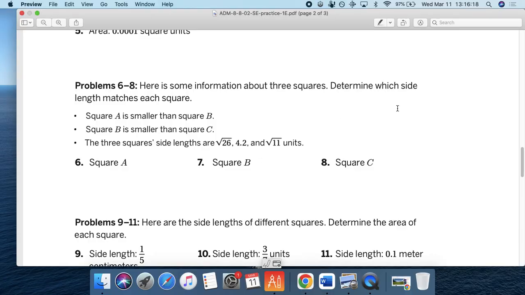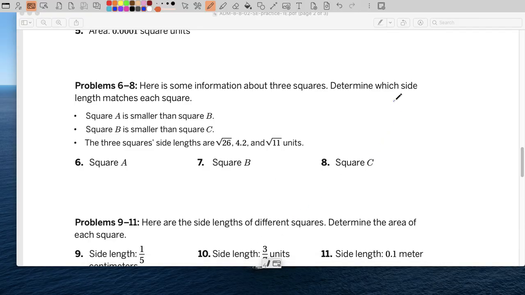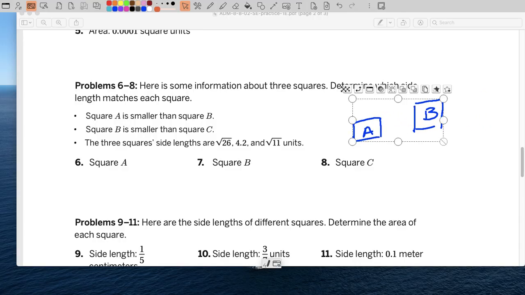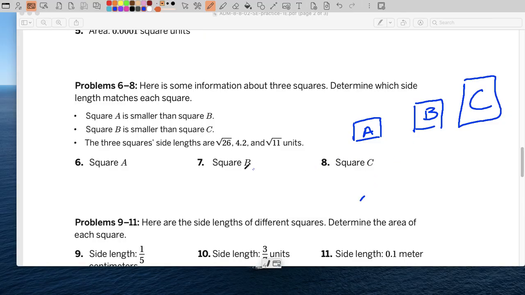Square A is smaller than square B, so I'm going to draw that. Here's square A and square B. It's a little smaller. And square B is smaller than square C. Let me shift these two over here. Square B is smaller than square C, so I guess this is the order. The square side lengths are, so this is the side length of square root 26.